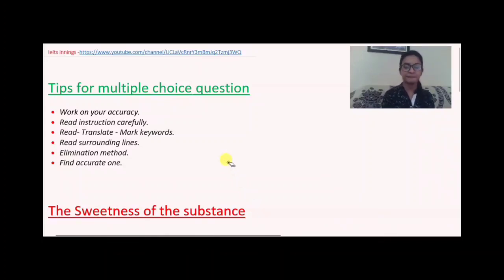And now let's start. What are multiple choice questions? Basically, they give you one question with 3 or 4 options. Okay, now let's proceed further. How can we do this?